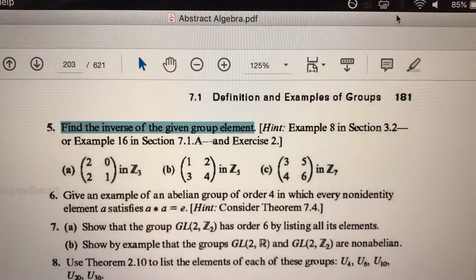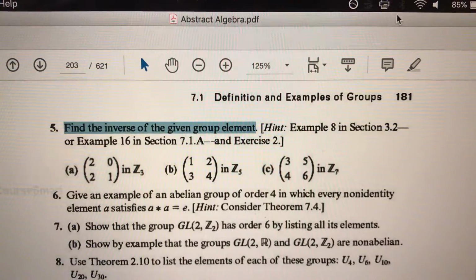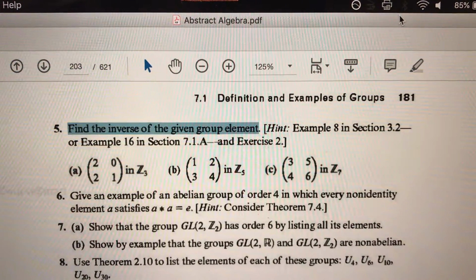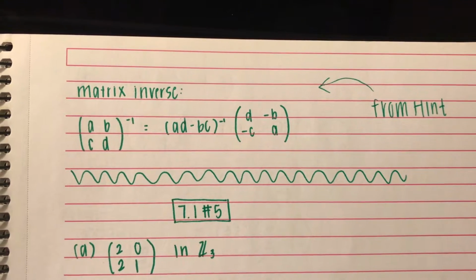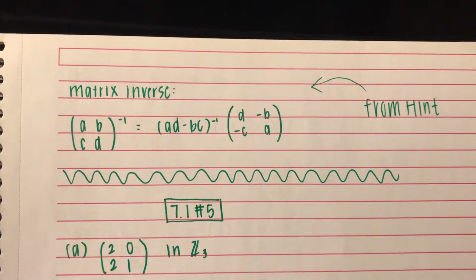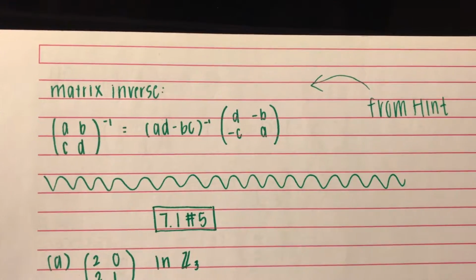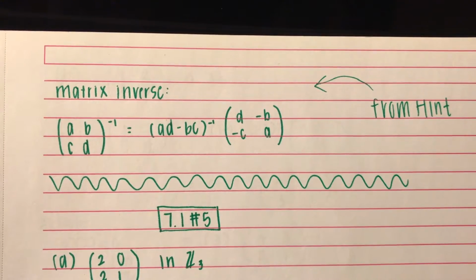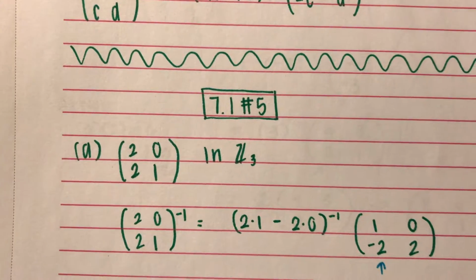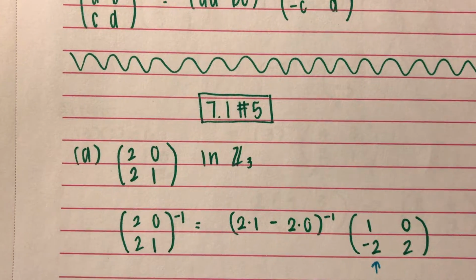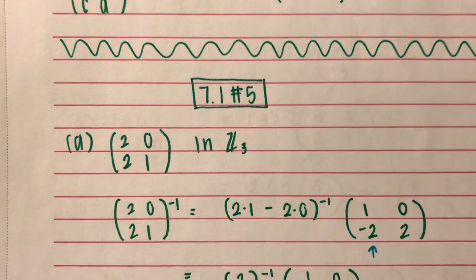The problem that I'm doing is from section 7.1, number 5, and it's finding the inverse of the given group element. If you look at the problem, it actually gives you a little hint how to find the matrix inverse, and this is the little formula for it. Starting with part A, we're asked to find the inverse of [2, 0; 2, 1] in Z3.